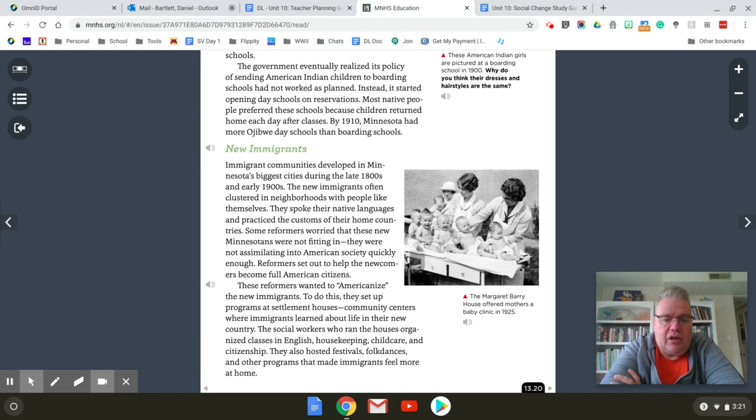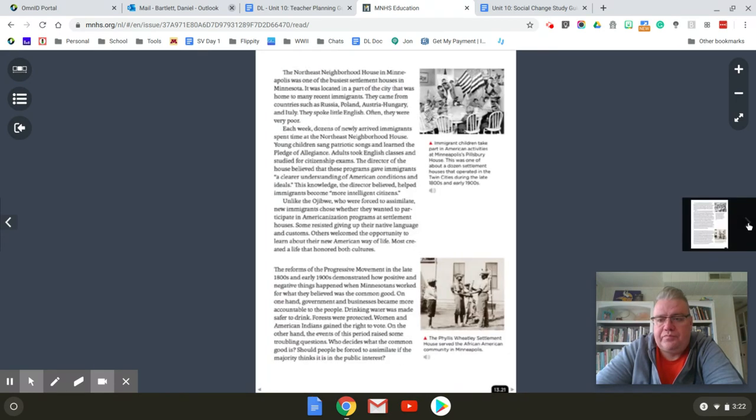To do this, they set up programs at settlement houses, community centers where immigrants learned about life in their new country. The social workers who ran these houses organized classes in English, housekeeping, childcare, and citizenship. So a settlement house was a community center, and they taught classes on English, housekeeping, childcare, and citizenship. They also hosted festivals, folk dances, and other programs that made immigrants feel at home.